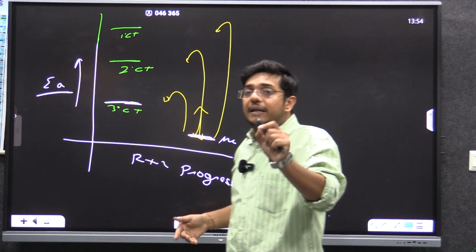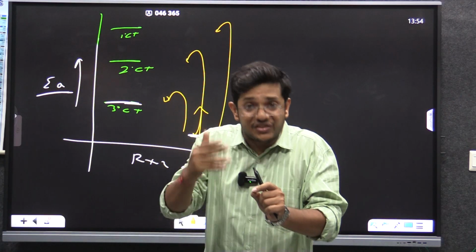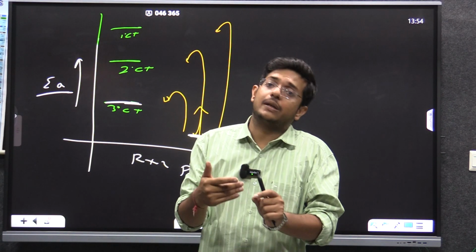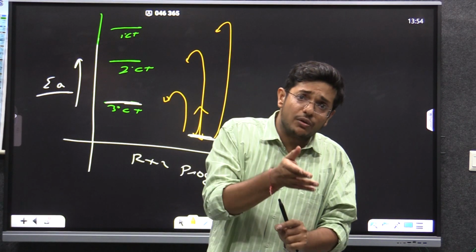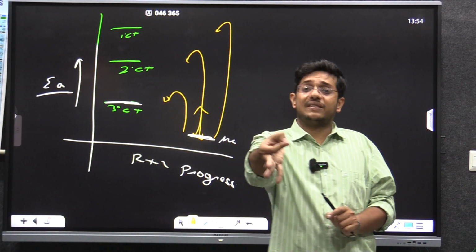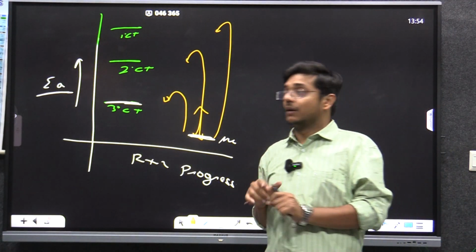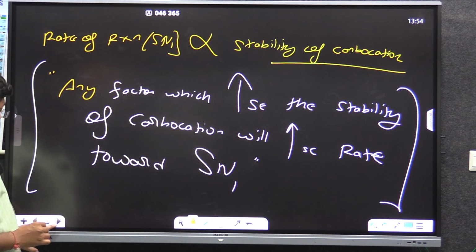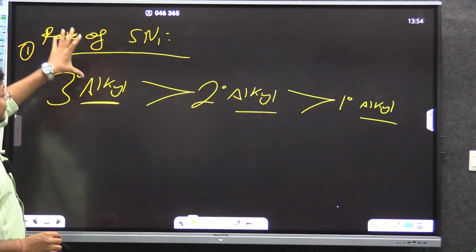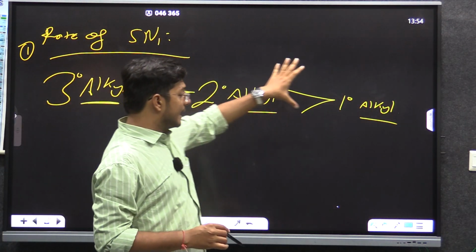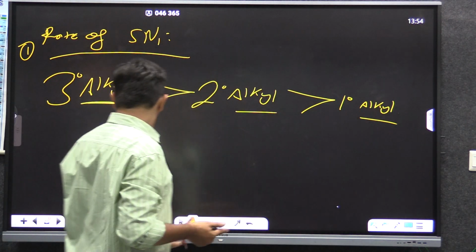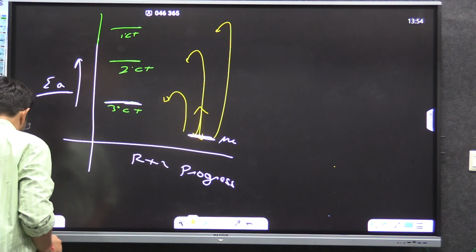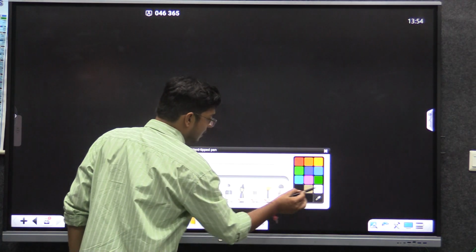That's why a 3 degree carbocation has the fastest rate of reaction in comparison to 2 degree or 1 degree in SN1. So the final answer is that a 3 degree alkyl halide is more inclined toward SN1 than 2 degree and then 1 degree. Okay, now let's go for the question.